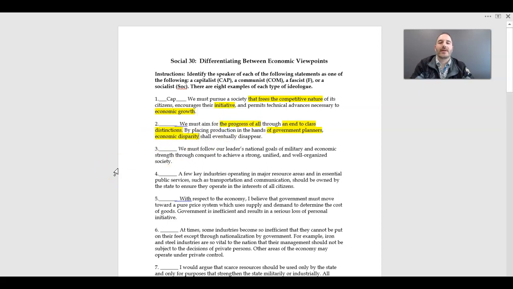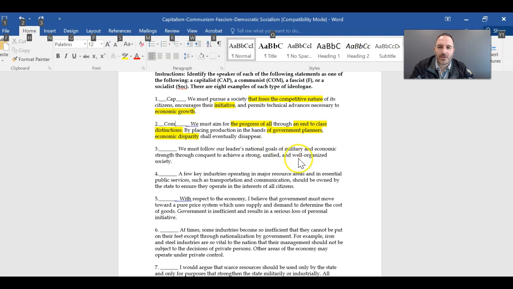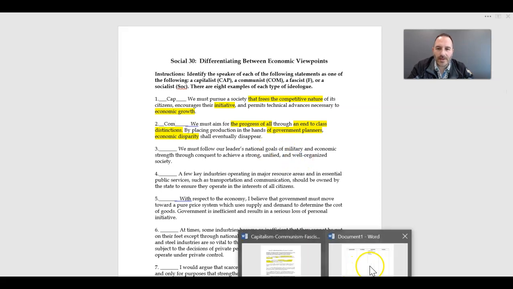So what economic system focuses on progress? Automatically it's going to be on the left, right? We have this idea of progress right here. We want to end class distinctions, so no more rich, no more poor, right? Everyone should be economically equal, and we have this idea of government planners. So guys, this idea of government planning is something known as a centrally planned economy, and in this case, this particular one would be communism. Okay, so let's go back to our chart and then let's start populating with these ideas.